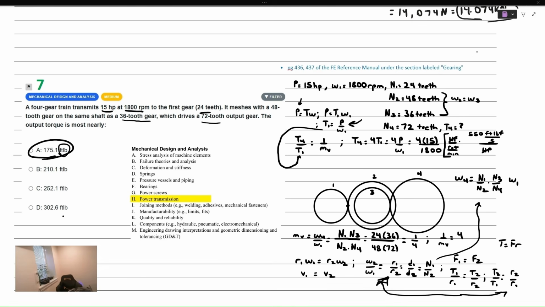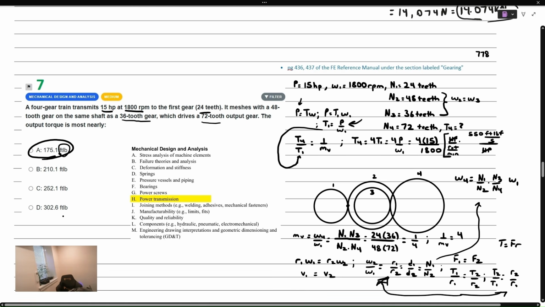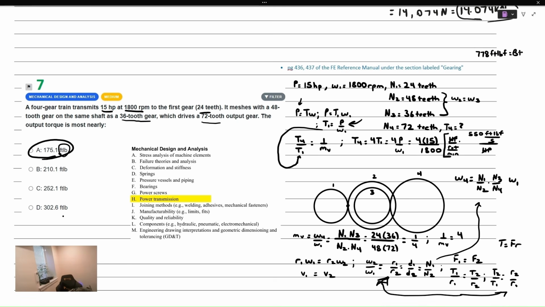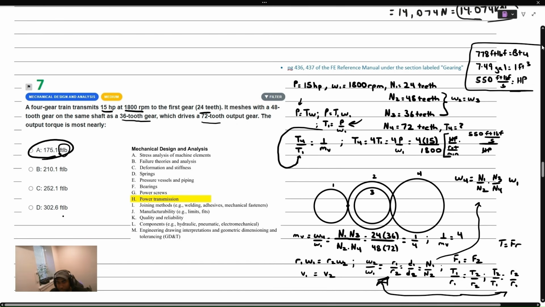There is 778 foot-pound force in a single BTU. There is 7.49 gallons contained in a cubic foot. And the one that we mentioned below, 550 foot-pound force per second contained in a single horsepower. And I think these are the most important constants that you're going to have to know for the English system.